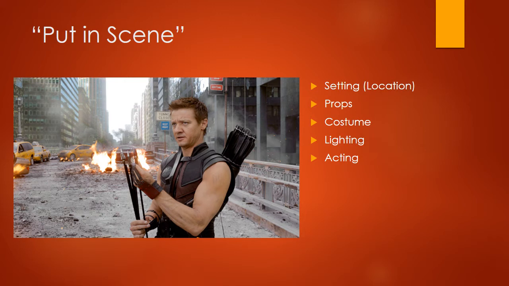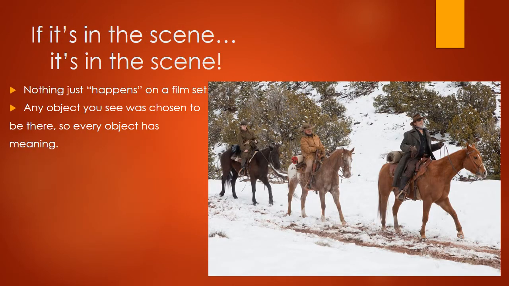Basically, creating film comes down to two things: figuring out where to put the camera and then what to point the camera at. And anything that you're pointing the camera at is included in this idea of mise-en-scène, the stuff that we put in the scene. Now, why is this important? Well, this may seem stupid when you first hear it, but if it's in the scene, it's in the scene.